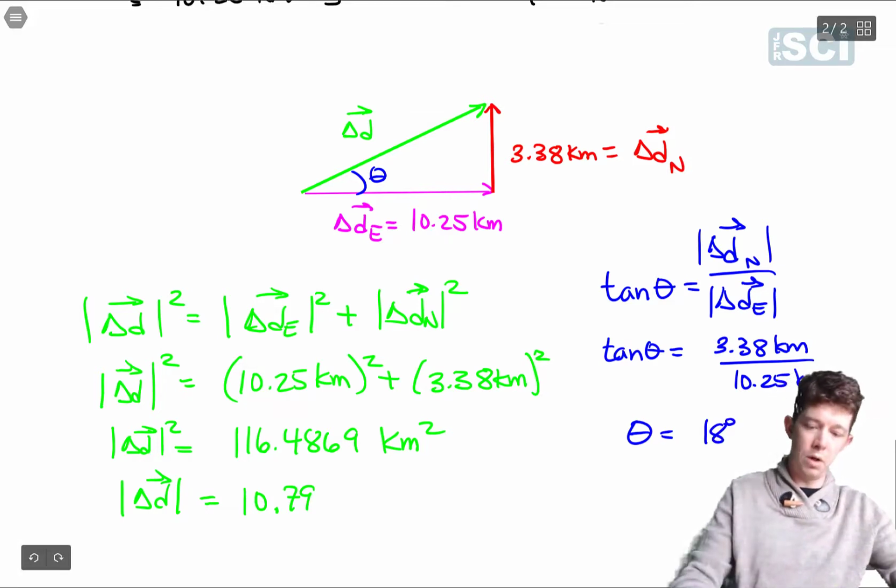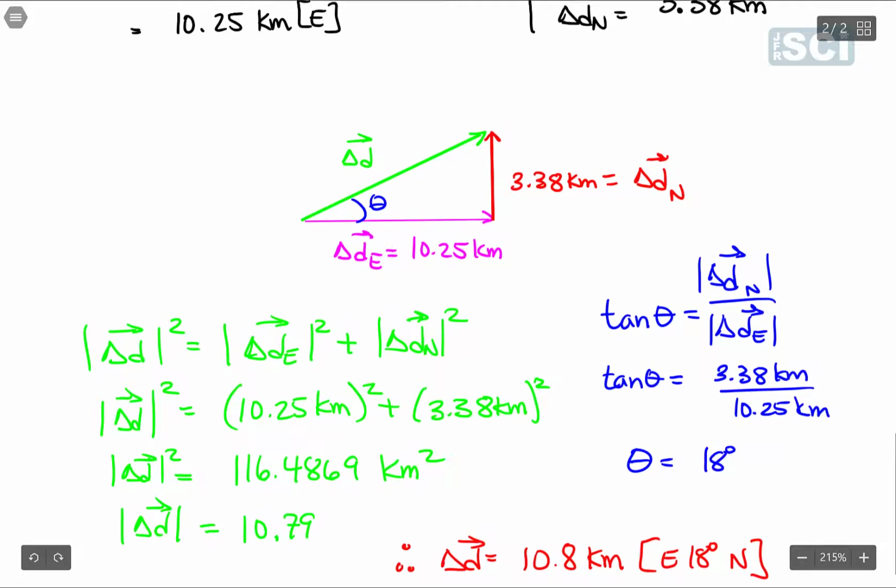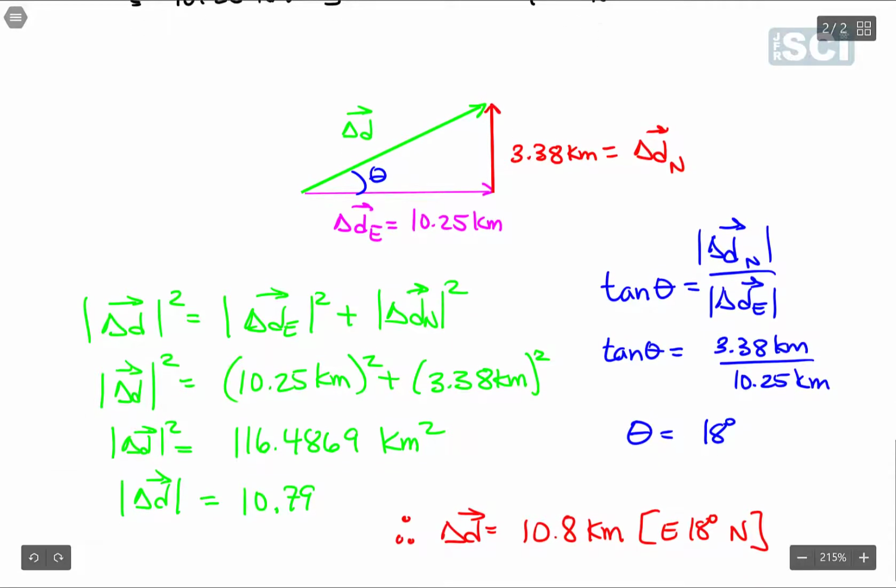So overall, what's my overall displacement? Therefore, delta d is going to be 10.8 kilometers east, 18 degrees north. Okay, so that gives you an understanding of what components are, and we will work on a couple more of these in class when we get together again.